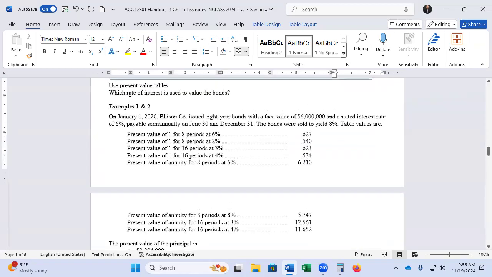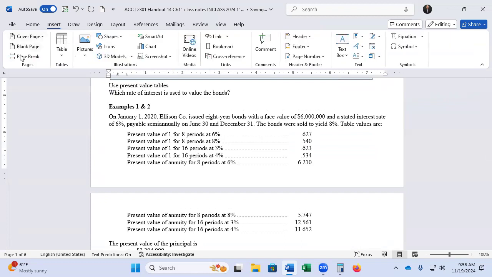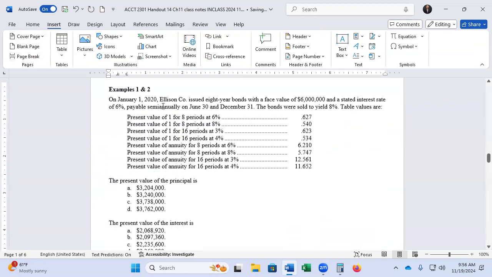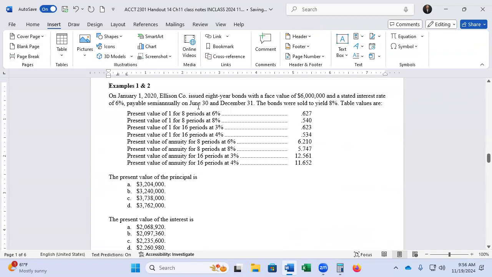So let's look at examples 1 and 2 now. On January 1, 2020, Ellis and Company issued 8-year bonds with a face value of $6 million and a stated interest rate of 6%, payable semi-annually on June 30th and December 31st. The bonds were sold to yield 8%.